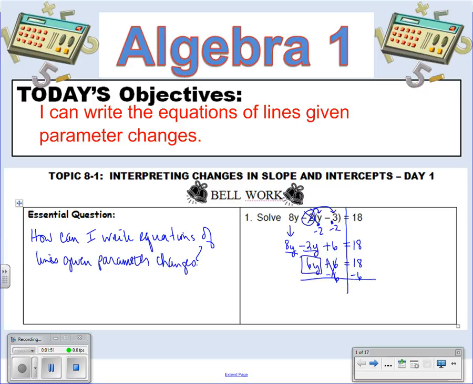6 minus 6 is 0. We still have a 6y in the box. 18 minus 6 is 12. And our last step is we do the opposite of the coefficient that's in the box. That is 6 times y, so we divide by the number that's in the box. That leaves us with y equals 2.